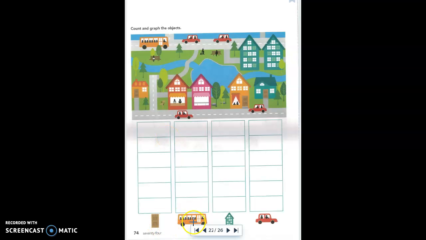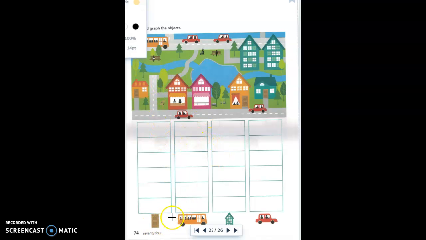But you always want to start by the key, which is the picture of the item that you're graphing. So we won't be starting at the top. We'll be starting down here. We're going to graph how many doors, buses, houses, and red cars there are. So let's start with the door. I'm going to grab a color that's similar to this door. It's kind of a brown. I have kind of a brownish yellow I'm going to use.